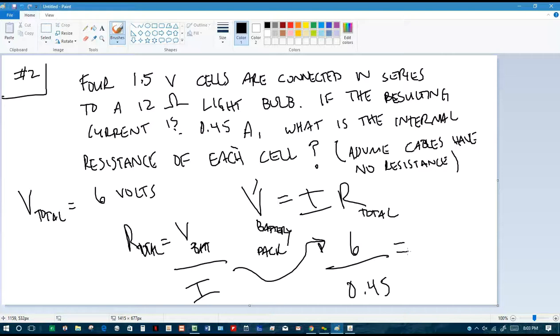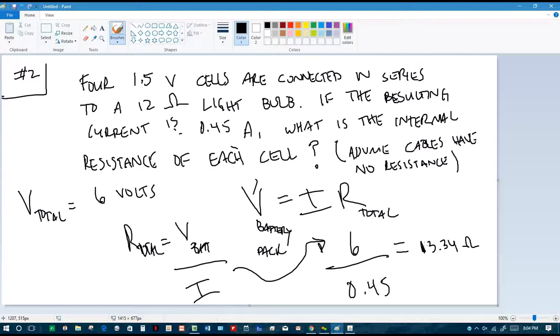Let's see. 13.33. 13.33? Or 13.34, yep. 13.34 ohms. That's the total resistance of everything, right? Yeah. How much is coming from our light bulb? How much of that 13.34 ohms, which is the total resistance of the bulb and the batteries, is coming just from the light bulb?